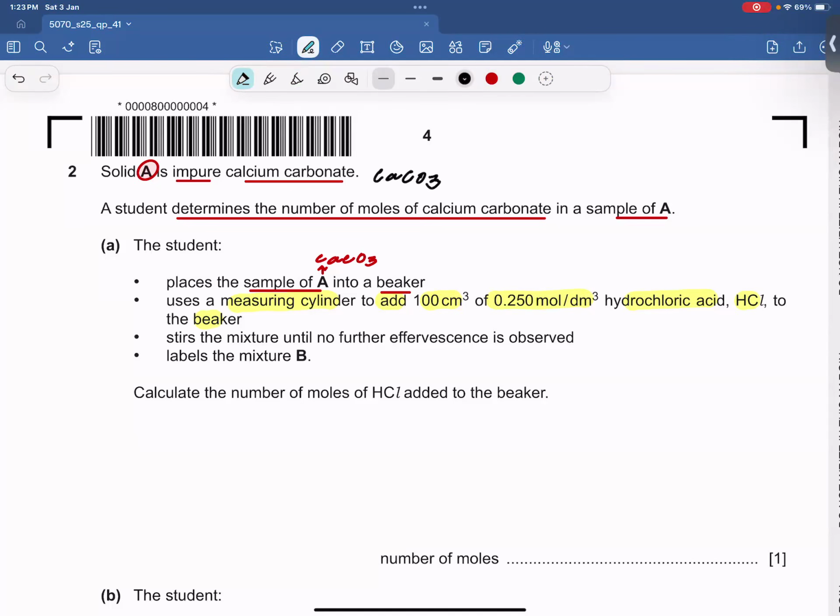So what we are doing is that we have impure calcium carbonate in the beaker. We add 100 cm cube of HCl into it, and obviously a reaction takes place. When the reaction takes place, you will get calcium chloride, water, and a brisk effervescence of carbon dioxide gas is given off. Okay. Stir the mixture. Again, we need to stir the mixture. Why are we stirring the mixture? To mix the contents well.